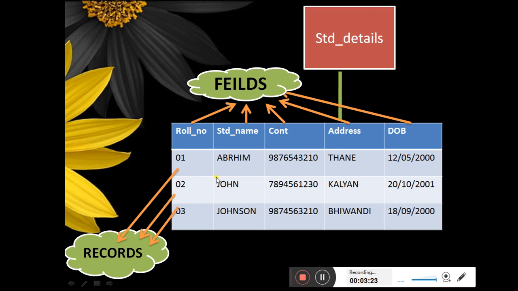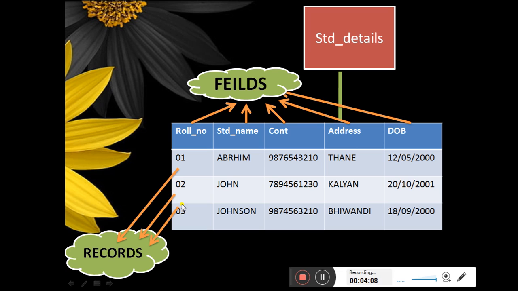Got it? And this is the first record, roll number 1, Abraham. This is the contact number of roll number 1, this is the place or address of roll number 1, and this is the date of birth of roll number 1. So this is the record related to roll number 1, this is the second record of roll number 2, this is the third record of roll number 3. Got it? So there are 3 records inserted in a table and there are 5 columns, which are called fields. So 5 fields are there in a table and 3 records are added in a table.